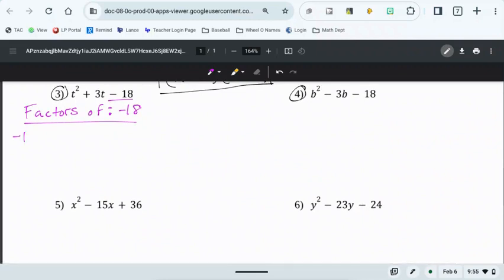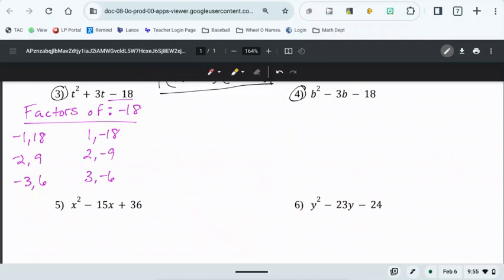So factors of negative 18, we're going to list them all out. We have negative 1 and 18. Then we have negative 2 and 9. And then we have negative 3 and 6. Okay, now we're going to flip the negative 1 and negative 18, 2 and negative 9, 3 and negative 6. So that does make a difference, right? Those are different pairs of factors. Negative 1 versus 18 versus 1 and negative 18.